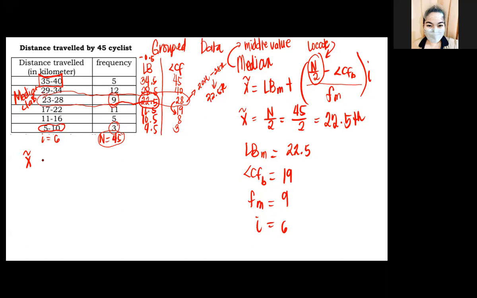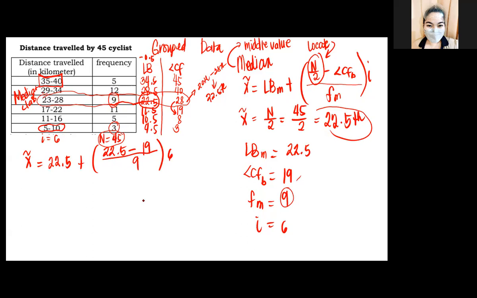Again, yung formula natin is lower boundary. Ito. So that's 22.5 plus yung n divided by 2 natin, alam niyo na yan, that is 32.5. Minus natin sa CF below, and that is 19. Divided by the frequency, 9, times 6 yung height.